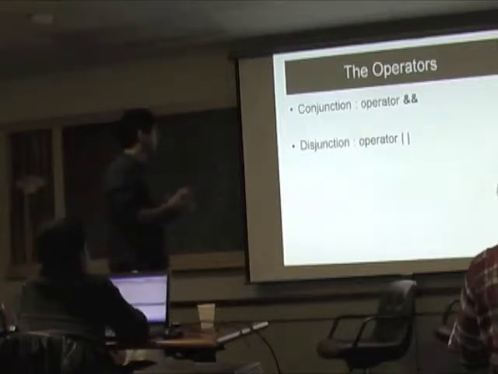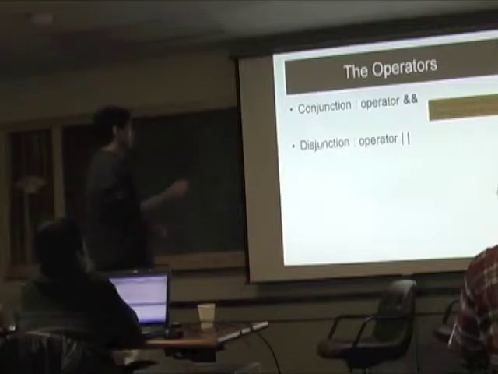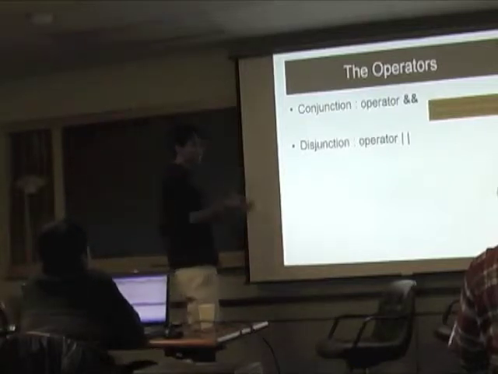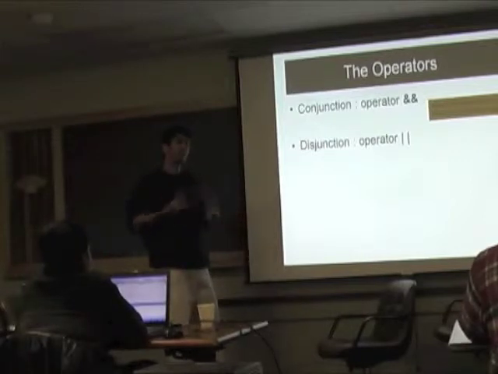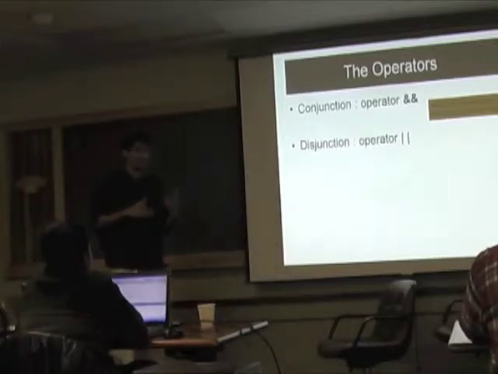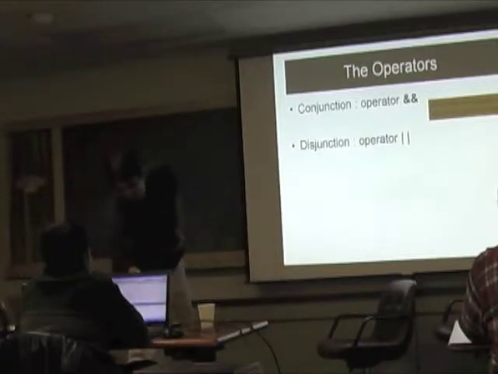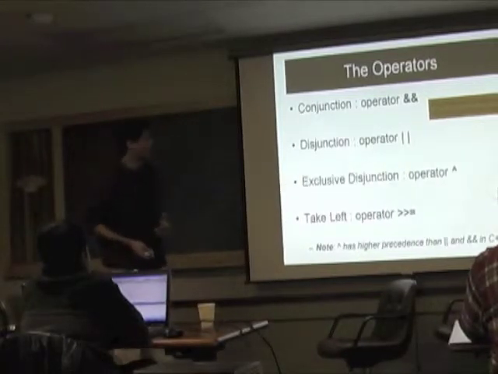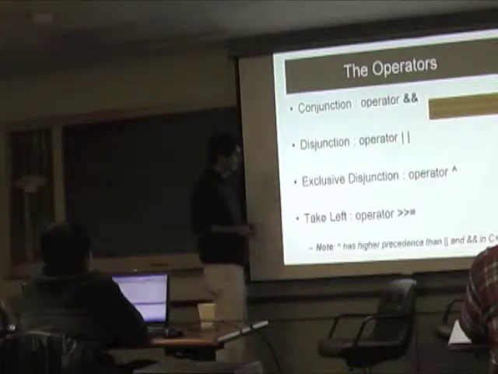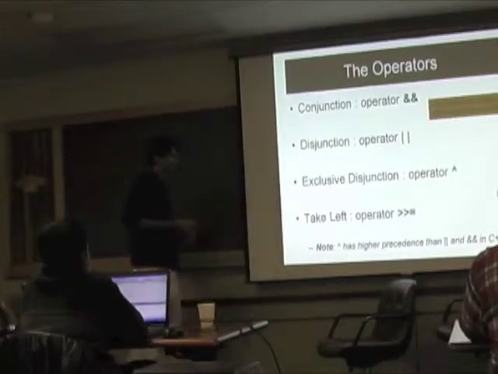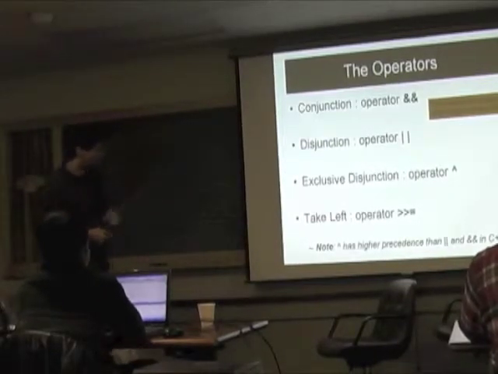So we've seen these two operators. These operators are themselves relations. They are binary relations. They take two other relations as arguments. So they are, in a sense, higher order relations. Okay? And then you have the exclusive OR, the disjunction exclusive. This is basically similar to your exclusive OR operator, but with a small twist that it does short circuit evaluation.